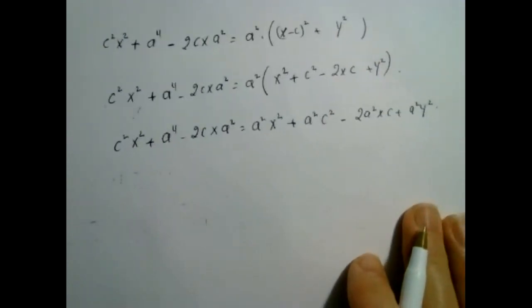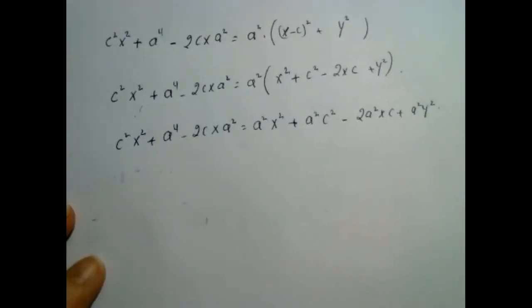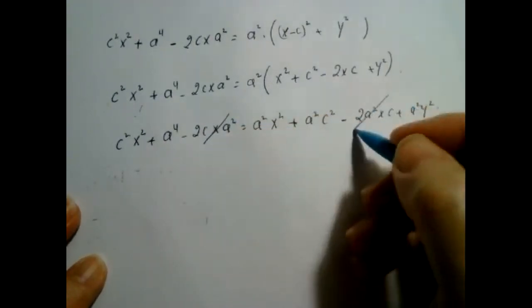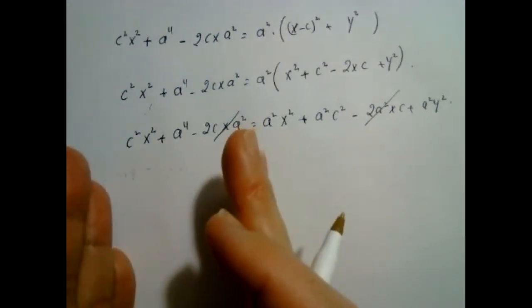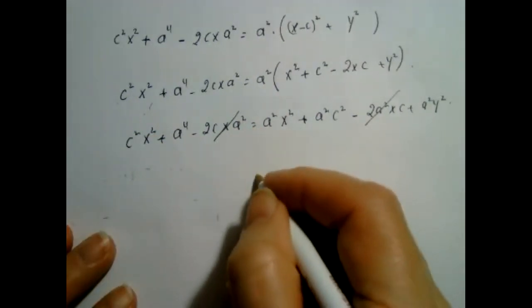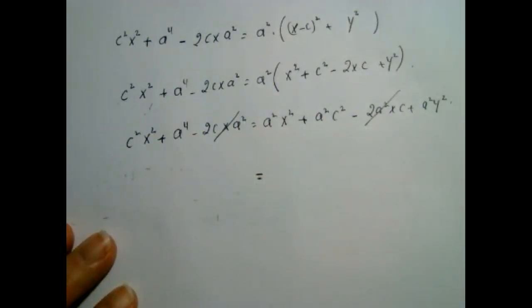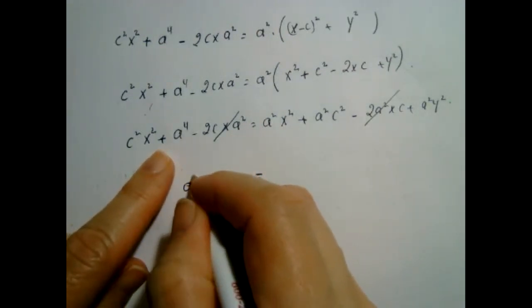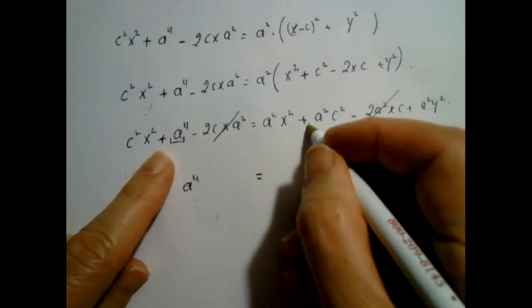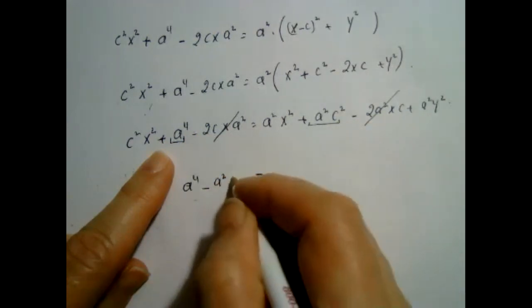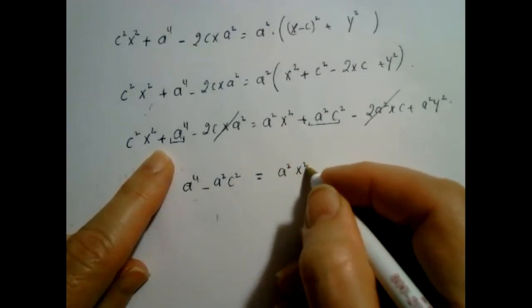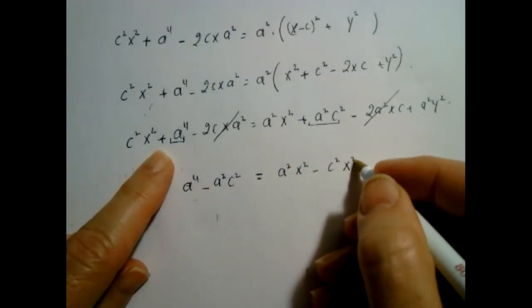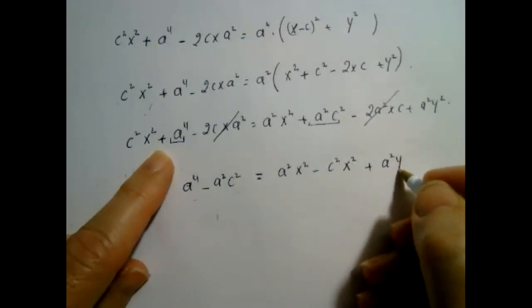Okay. Now let us see what we can do. Any simplification? Minus, this will cancel each other out. And now I'm going to put everything in x and y together in one part, and the constant term on the other part. So this will give me the following. The constant term would be a to the 4 from here minus a squared c squared. And from this side, I will have a squared x squared minus c squared x squared plus a squared y squared.